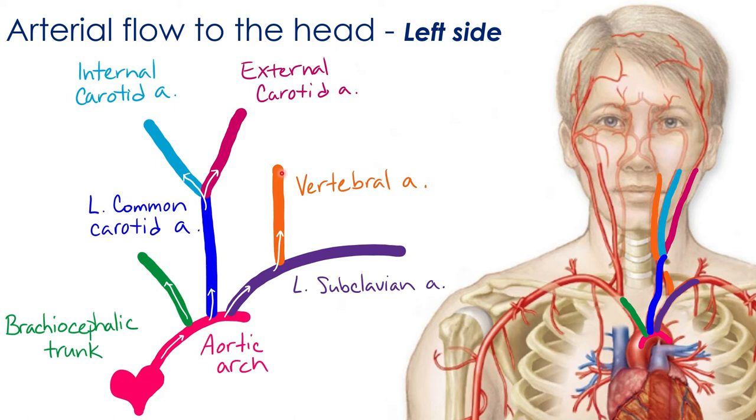I want you to notice that the only blood vessels that need left and right tagged onto them are the subclavians because they originate from different locations. The left subclavian originates from the aortic arch, while the right subclavian is going to originate from the brachiocephalic trunk. And then also the common carotids, because the left common carotid comes from the aortic arch, while the right common carotid comes from the brachiocephalic trunk. Once we get to the internals and externals, we don't need lefts and rights because in all cases they come from a common carotid artery. And likewise with the vertebral, we don't need left and rights because it doesn't matter which side of the body we're on, they're going to come from the subclavians.